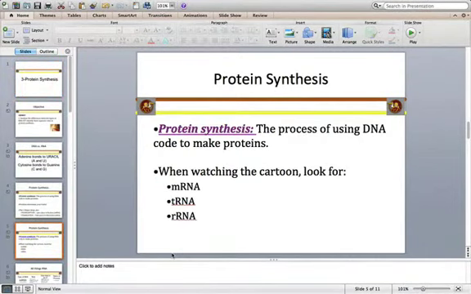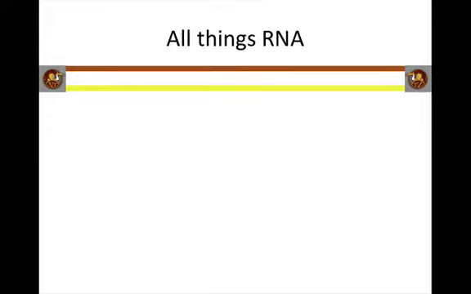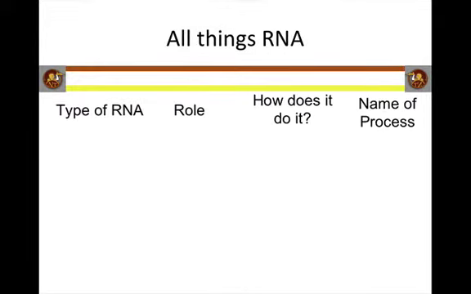All right, so here we are back to our notes. Okay, did you notice mRNA, tRNA, and rRNA? We're going to take some notes here, make a chart for yourself about mRNA, tRNA, and rRNA. So at the top of the chart, you're going to have 4 columns: type of RNA, role, how does it do it, and the name of the process.